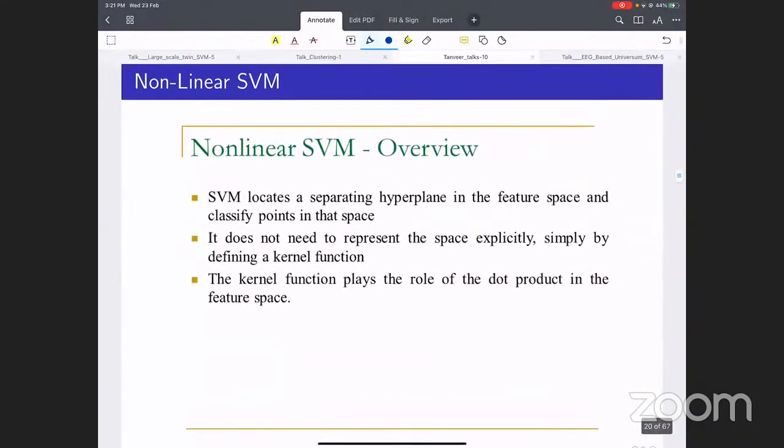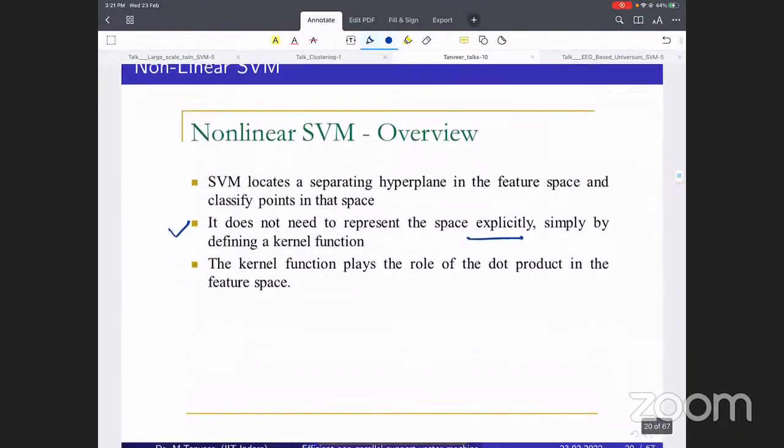So you can see here that SVM locates a separating hyperplane in the feature space and classifies points in that space. Second point, it doesn't need to represent the space explicitly, as I pointed out, simply by defining a kernel function. And here the kernel function plays the role of the dot product in the feature space, the high dimensional space.